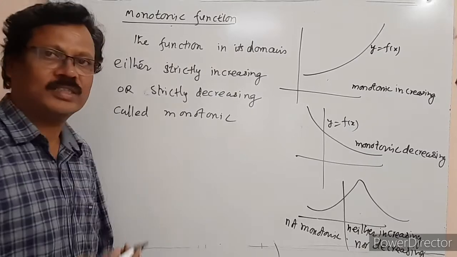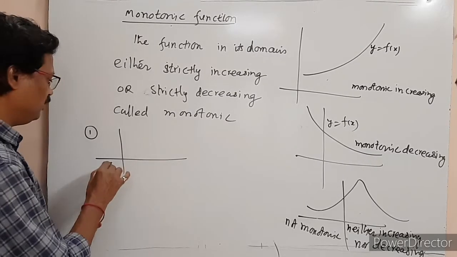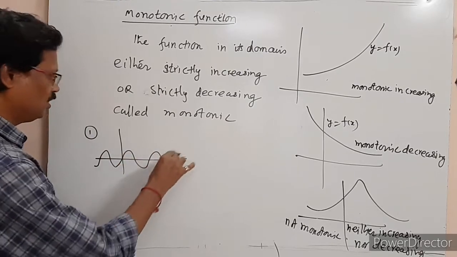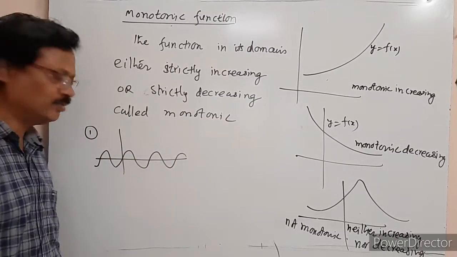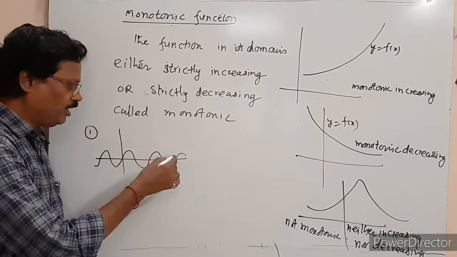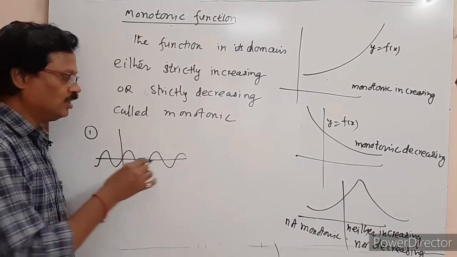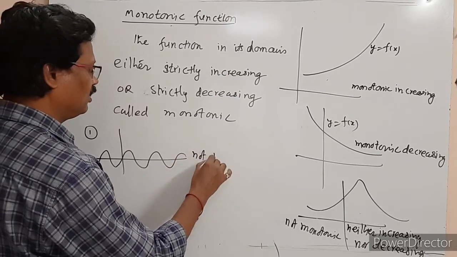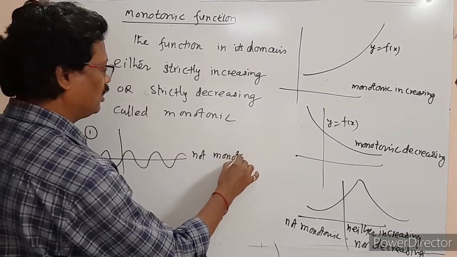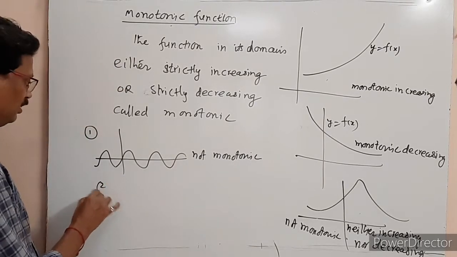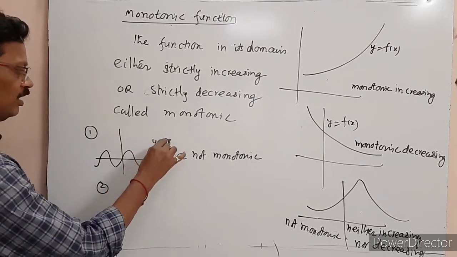Now let us see some examples they have given. This is a sine graph. Now in its domain, it is neither strictly increasing nor strictly decreasing. This is not monotonic. Now if I see another one, this is a sine x graph.